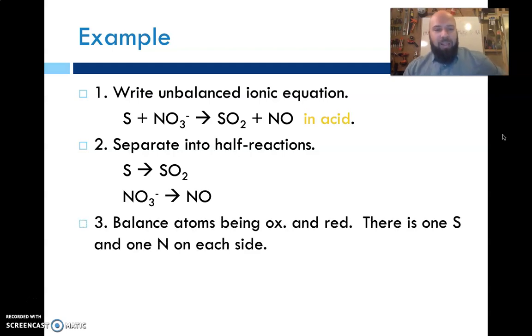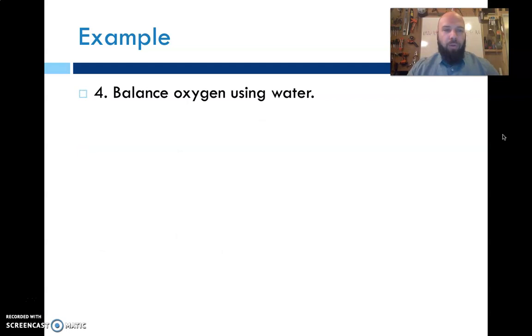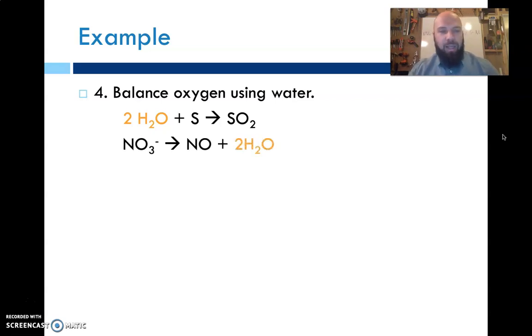Then it says balance any atoms that are being oxidized or reduced. So there's one sulfur and one nitrogen on each side. You don't need to do anything for that step in this example. Step 4, balance oxygen using water. So we're going to add 2 waters to a reactant in our first half reaction so that you know where the oxygen is coming from to create the sulfur dioxide. You do the same thing and it's 2 again. The nitrate going to nitrogen monoxide will also produce 2 waters.